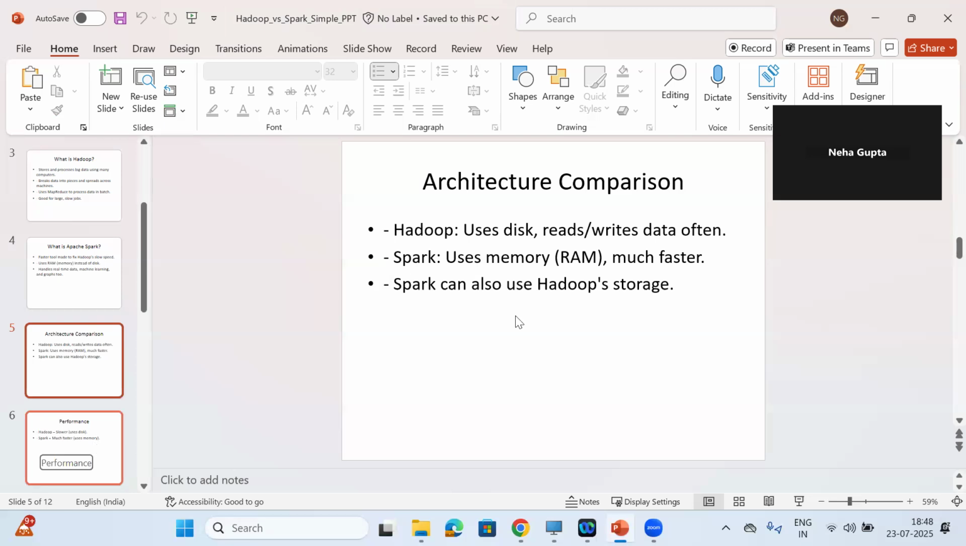Now many companies are using both Spark and Hadoop. For storing the data they use Hadoop, but for processing the data they use Spark because it's faster than Hadoop, and it also handles real-time data. That's why companies most preferably use Spark.